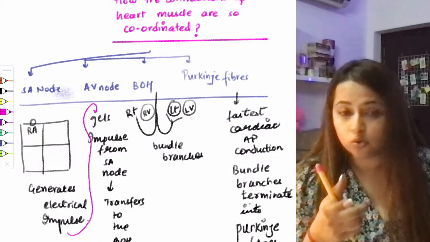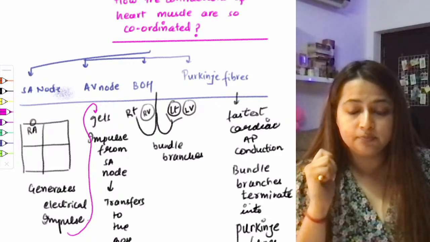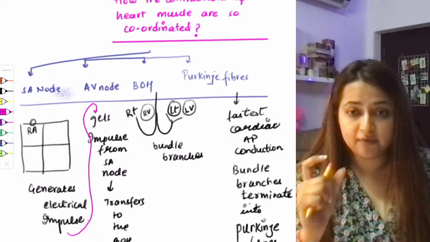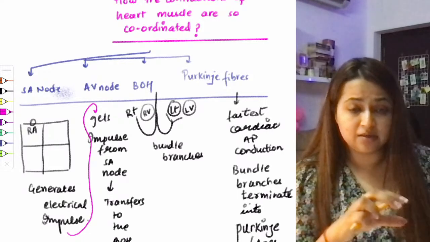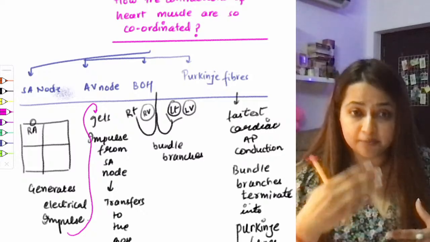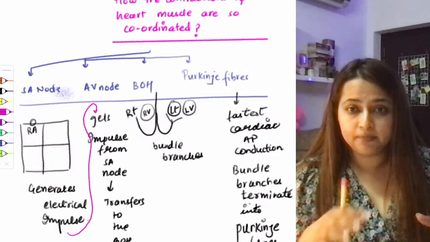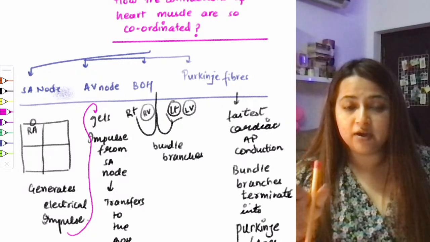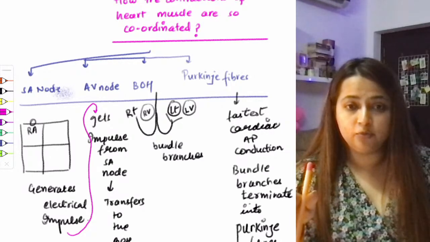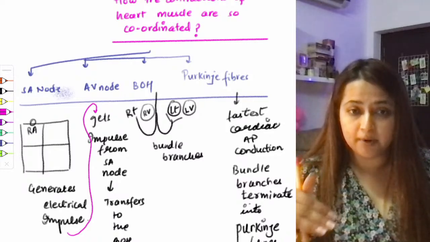What is the reason for the slow conduction of the AV node? There is a reason why the conduction in the AV node is slow. The reason is that if the AV node passed the electrical impulse at the same speed as the SA node, the atria and the ventricles would contract at the same time. The ventricles would not get enough time to fill themselves with blood.